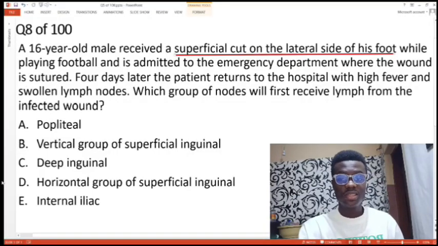Hello, everyone. This is question 8 of our 100 clinically oriented anatomy questions. And let's get straight into the question.